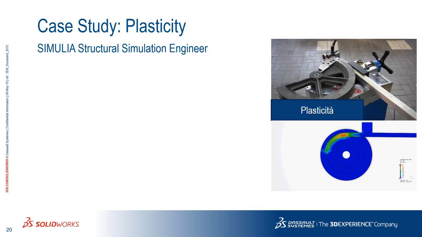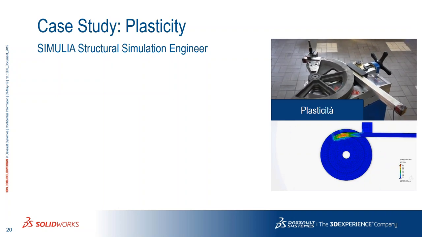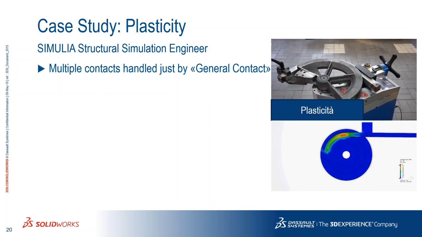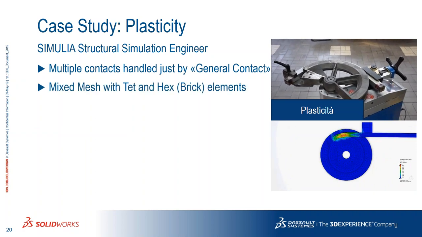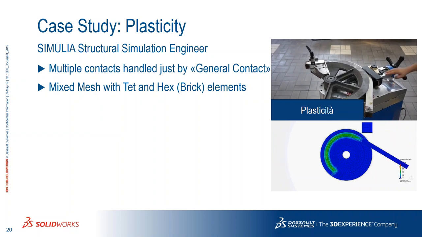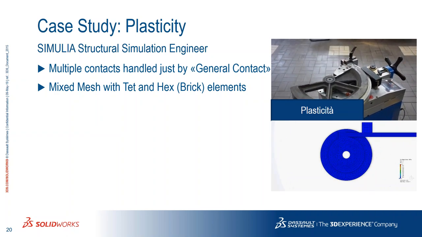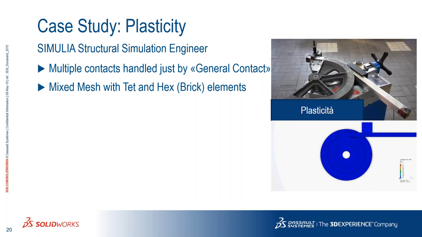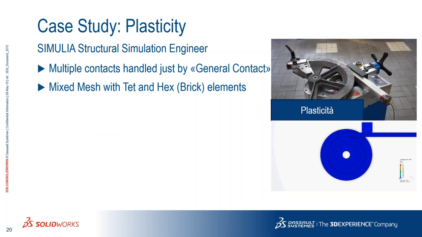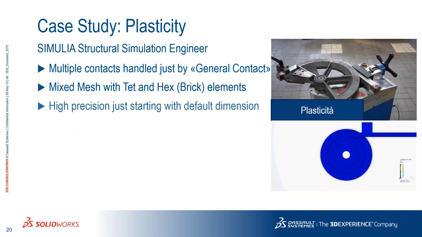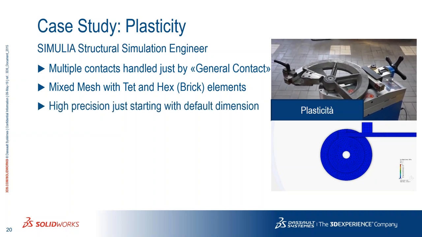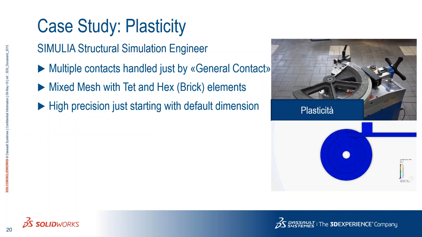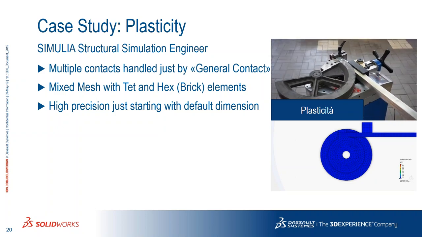So now let's see the same case with Structural Simulation Engineer. Here we can just handle all the contacts with the general contact feature. Very, very handy, we will see in a moment. We can mix the mesh with tet and hex. It's not a problem. Some components can be meshed with hex, with brick, and some others with tetrahedral. So very, very handy feature. You can decide and you can mix these kinds of things. Also, we can get high precision just with default dimension. We haven't applied any local mesh. So this is a very, very interesting feature.